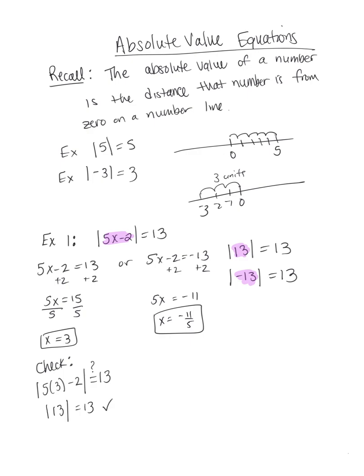So this works. On the other side, again, we're going to substitute x into the original equation. So we have the absolute value of 5 times negative 11 over 5, minus 2. And we want to know if that equals 13. Inside the bars, the 5's cancel. We have negative 11 minus 2, and negative 11 minus 2 is negative 13. And the absolute value of negative 13 is in fact 13. So both solutions work.